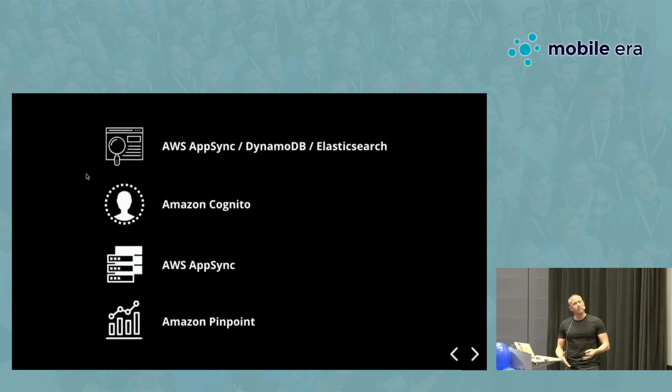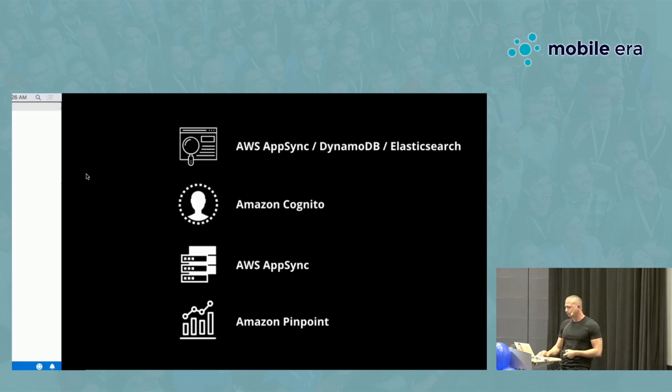So what are some of the services backing these things? For the managed API layer, we're going to be using AppSync, which is going to be taking advantage of DynamoDB and Elasticsearch. For authentication, we're going to be using Amazon Cognito. For search, we're going to be using AppSync over Elasticsearch. So you could think of AppSync being the proxy over Elasticsearch. And then for analytics, Amazon Pinpoint.